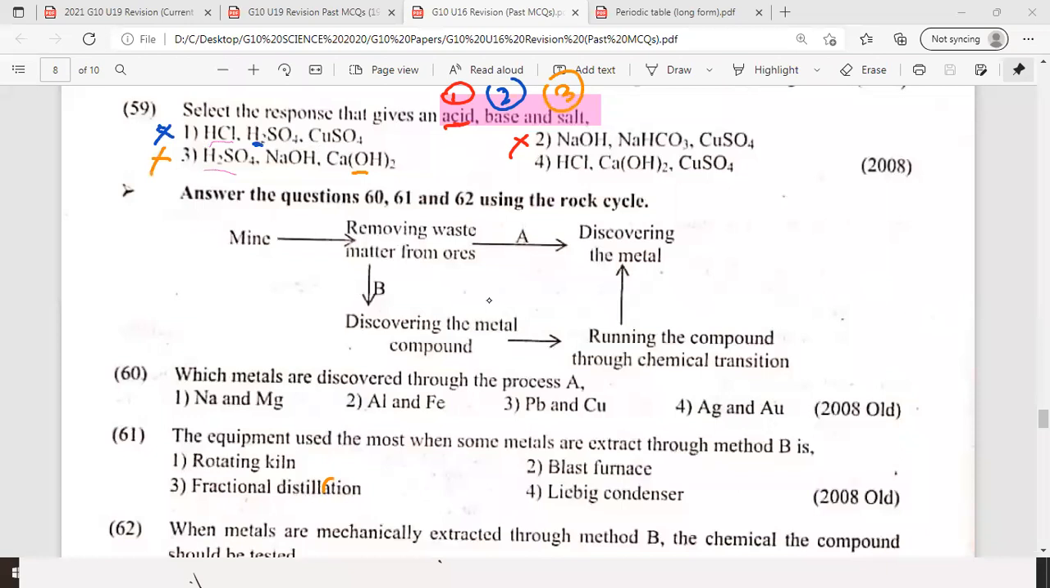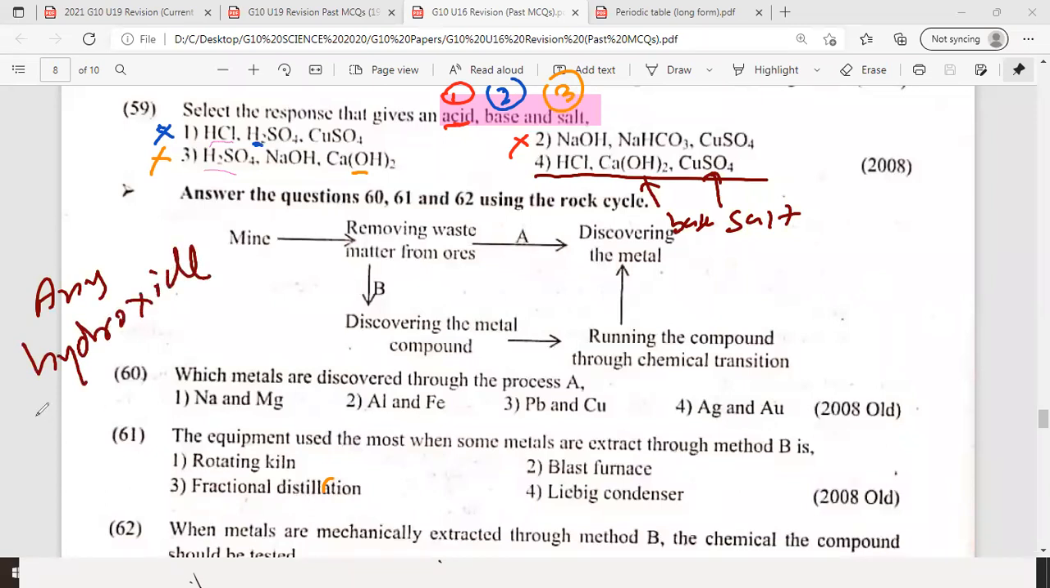Please raise the hand those who got the 4th answer. Answer is 4th. Acid, base and salt. Copper sulfate is a salt. Calcium hydroxide is a base. Any hydroxide is a base. Calcium hydroxide, sodium hydroxide, potassium hydroxide, any hydroxide. For example KOH, even lime water, NaOH, right? Calcium hydroxide, ammonium hydroxide, any hydroxide is basic.